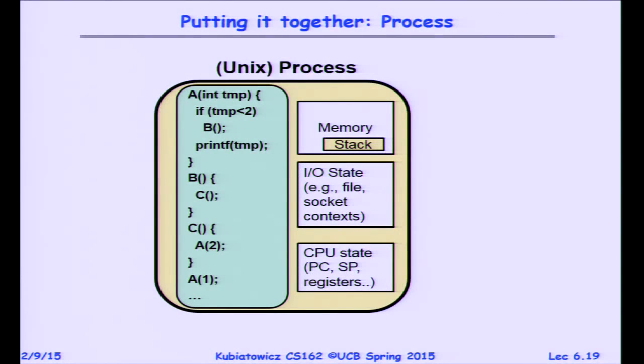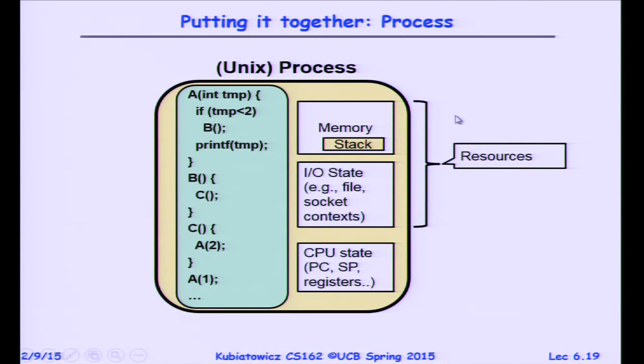Okay. So where are we now? We put everything we've been talking about together. We get a process. So what's a Unix process again? It is running code, because it's got its own chunk of memory, it's got a stack, it's got some I/O state like file, socket, context, etc., file descriptors. It's got some CPU state when it's not running, like registers and stack pointers and all that sort of stuff. These are resources here, memory, I/O states, that get duplicated potentially when you fork. And that includes the stack.